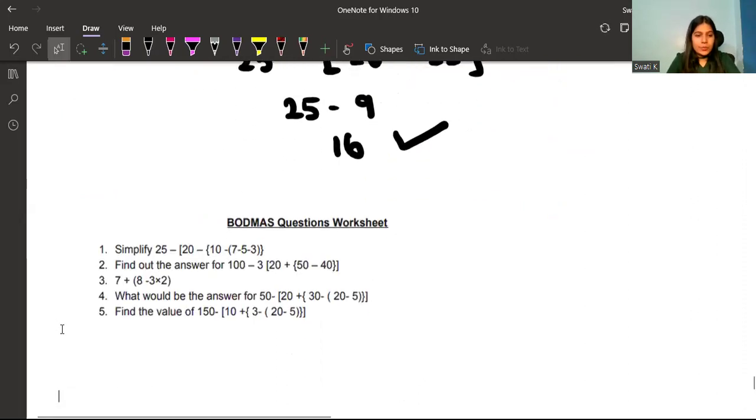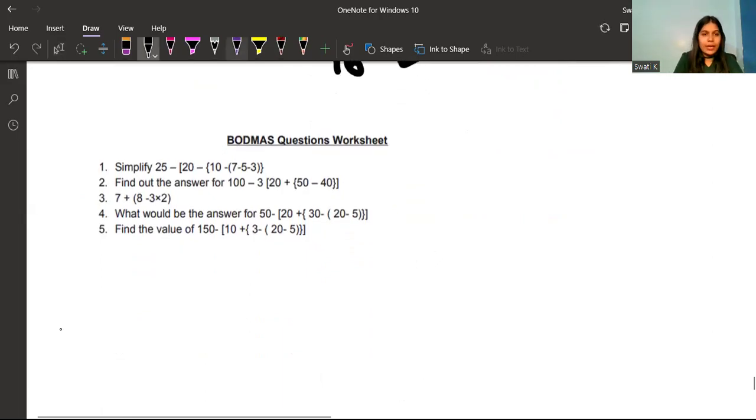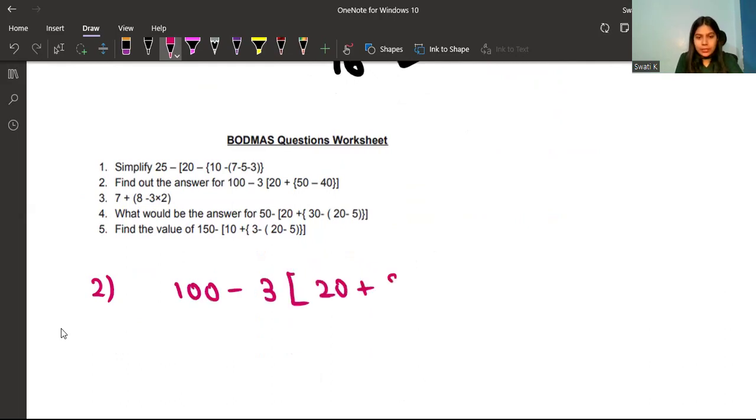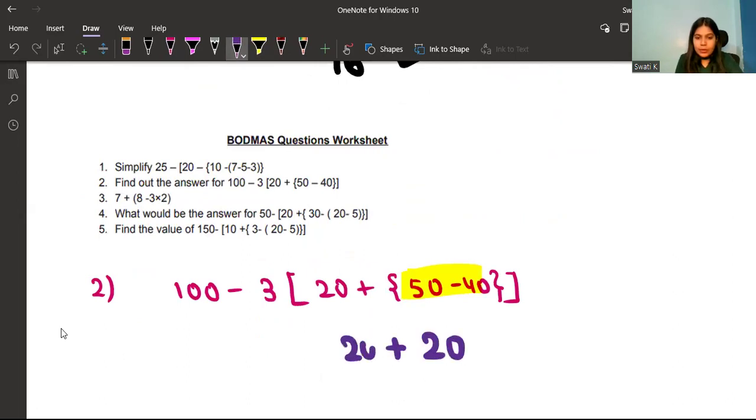Here we have the next question. Find out the answer for 100 minus 3, big bracket, 20 plus curly bracket 50 minus 40, curly bracket closed, and the big bracket closed. This is extremely simple and straightforward. We solve the curly bracket first, which is 50 minus 40, which is 10, and then plus 20 as it is. Now the curly bracket work is over, so we remove it and write down the rest as it is.